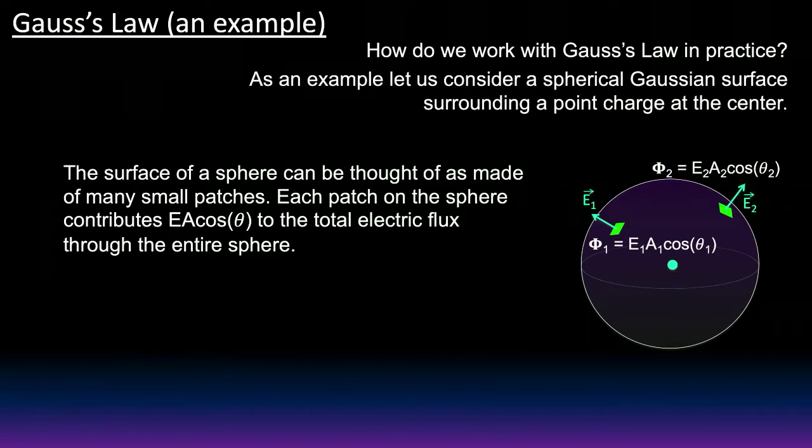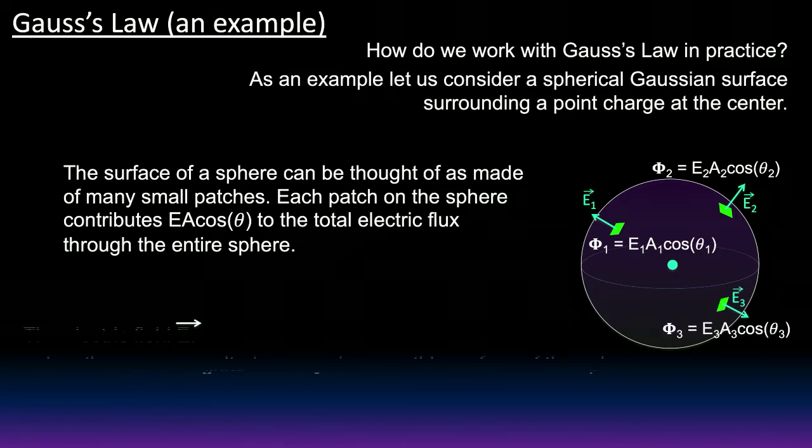Similarly, patch 2 will contribute flux phi 2, which is the strength of electric field at the location of patch 2 times the surface area of patch 2 times the cosine of the angle between the direction of electric field E2 and a line that's perpendicular to the surface at the location of patch 2. And similarly for patch 3, patch 4, and so on.